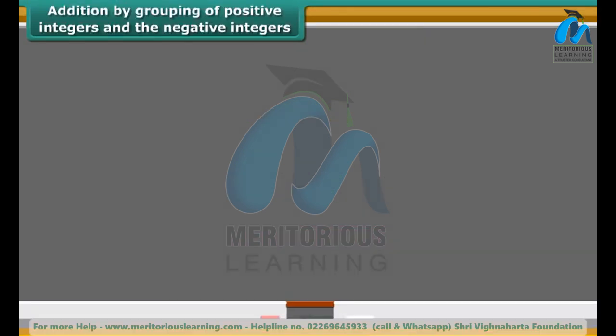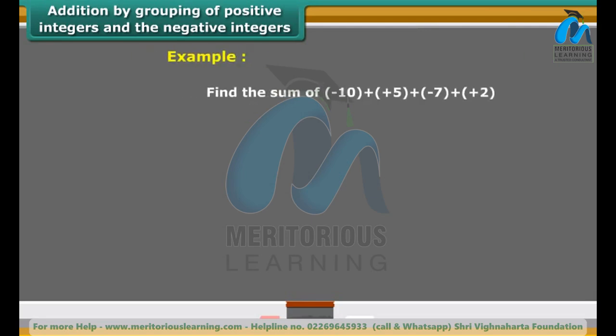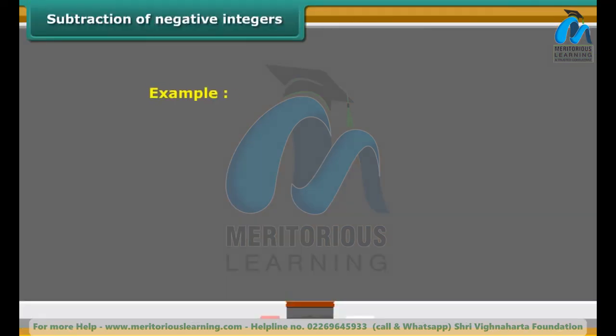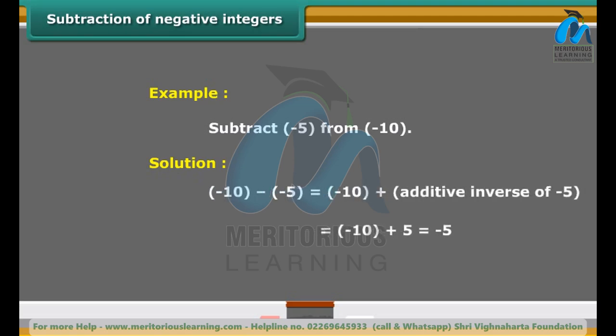For better understanding, we can solve one example. We arrange the numbers so that the positive integers and the negative integers are grouped together. Now let us find the value of -10 minus -5 using a number line. This is the same as -10 plus +5, as the additive inverse of -5 is 5. First, we move 5 steps to the right on the number line, starting from -10. We reach -5.